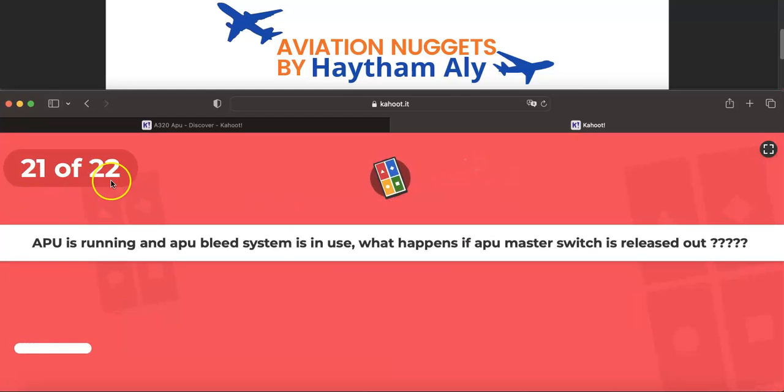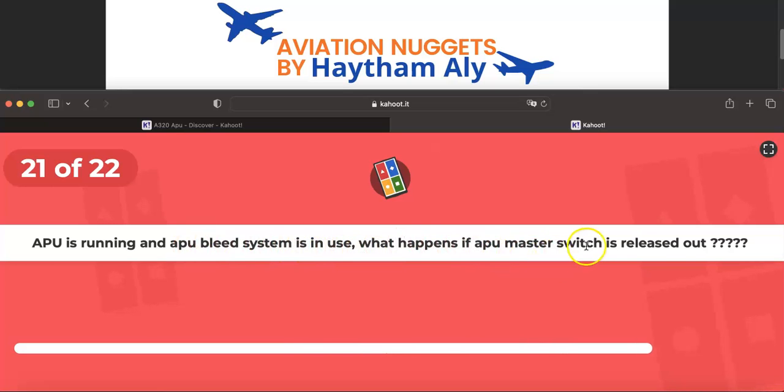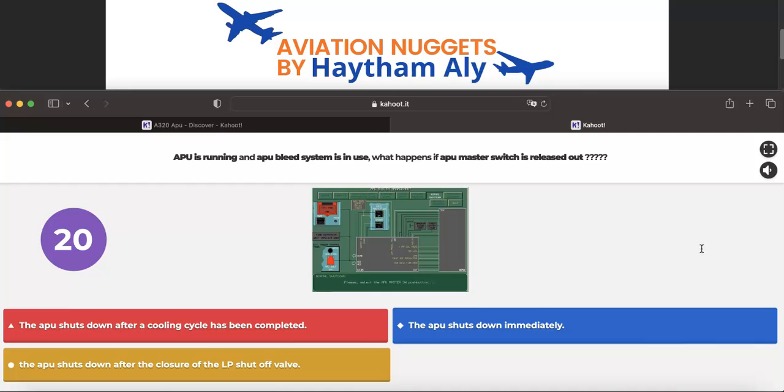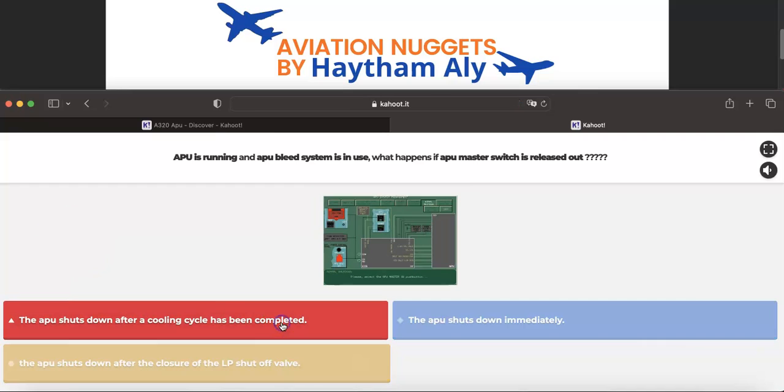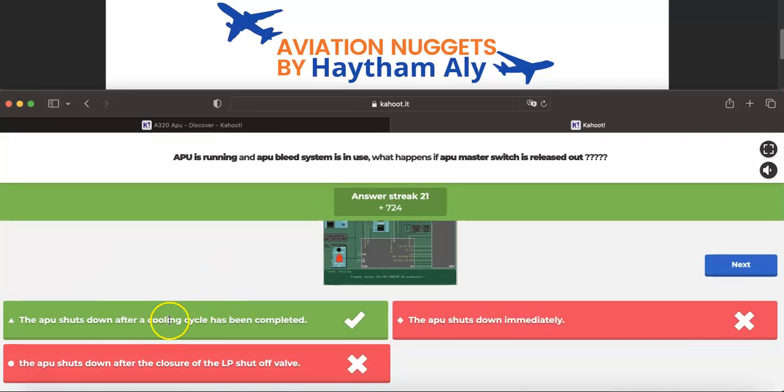Question 21 of 22. APU is running and APU bleed system is in use. What happens if APU master switch is released out? The APU shuts down after a cooling cycle has been completed. The APU shuts down immediately. The APU shuts down after the closure of the low pressure fuel shutoff. The right answer is the APU shuts down after a cooling cycle has been completed.